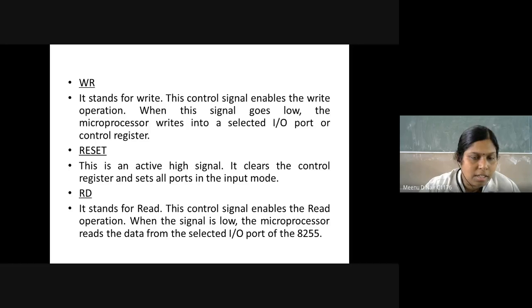WR stands for write operation. When the signal goes low, the microprocessor writes into a selected input output port or the control register. That is the meaning, because this is WR bar. Similarly, RD bar is the read operation. The microprocessor will read the instructions or the data available on the data pins or in the control register. It will read or write. Reset is active high. It clears the control register and sets all ports in the input mode. That is the meaning of the reset pin.